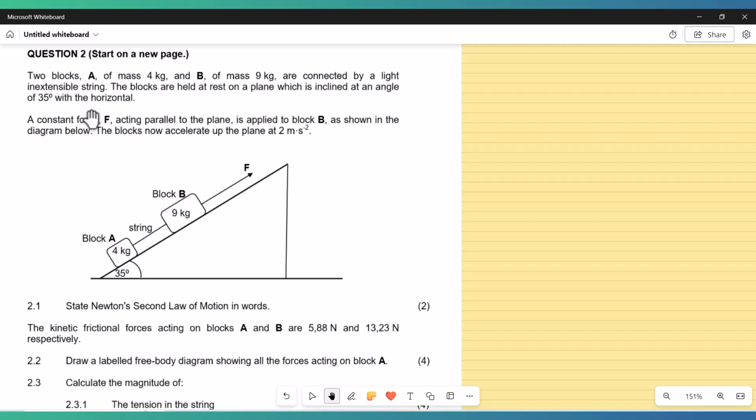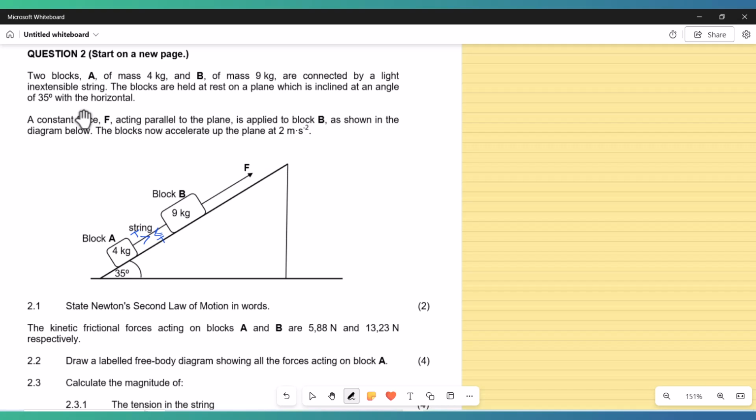Okay, I repeat, two blocks A of mass 4 kg and B of mass 9 kg are connected by a light inextensible string. Now guys, whenever they say inextensible, it means that the tension is the same. So if I talk about the block of mass 4 kg, the tension is pulling up like this. Then if I talk about the block of 9 kg, the tension is acting downwards. So that's why we call it inextensible. It is uniform, it does not change.